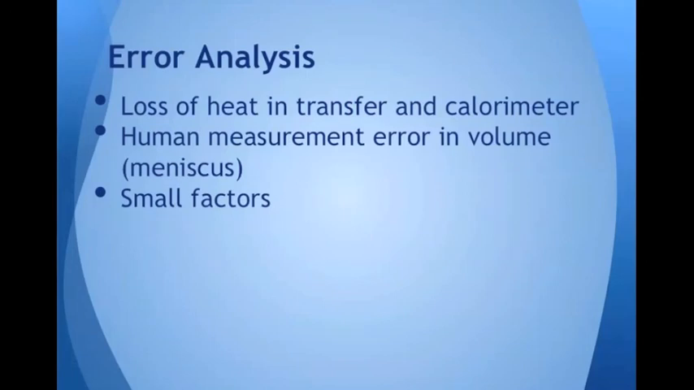Now there were a few errors in our experiment, such as the loss of heat of the substance in the transfer from the boiling water to the calorimeter, as well as inside the calorimeter itself. There could be some human measurement error in the volume by our mistakenly accounting for the meniscus as part of the volume of the water, and other small factors, such as heat contamination in the thermometer, or some droplets of water remaining on the substance in between trials.